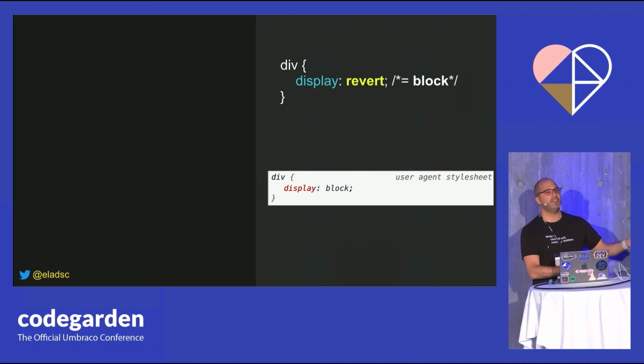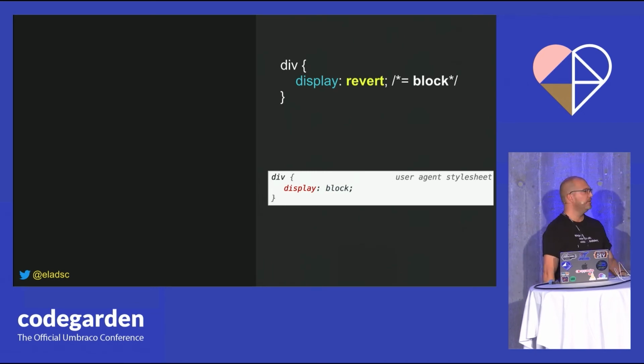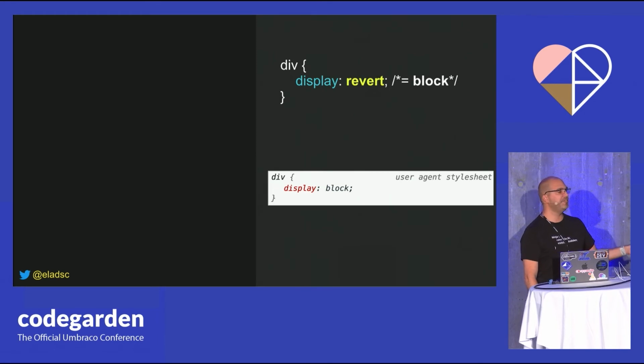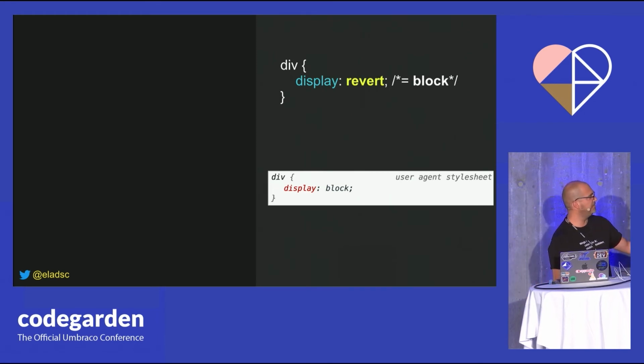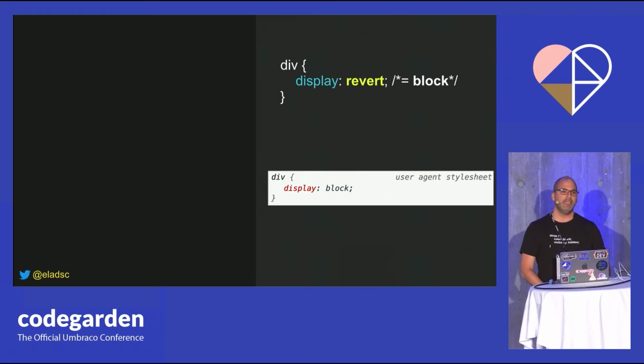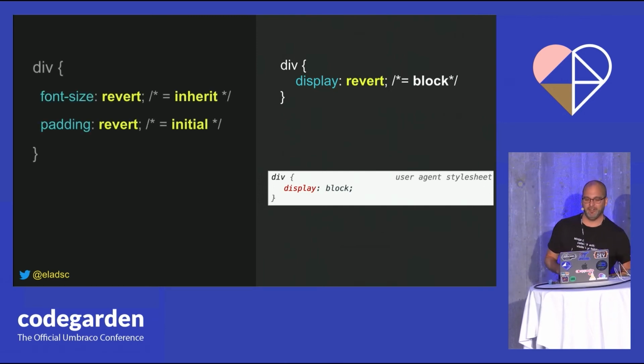But now you need to ask yourself another question. What will happen if you use the revert value on a property of a specific element that doesn't get any specific user agent style sheet? In this case, it will act exactly like the unset value.